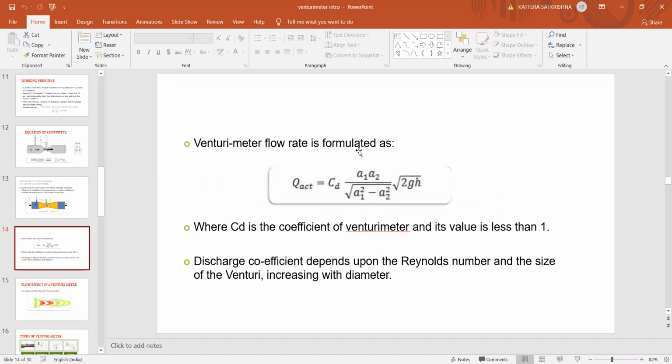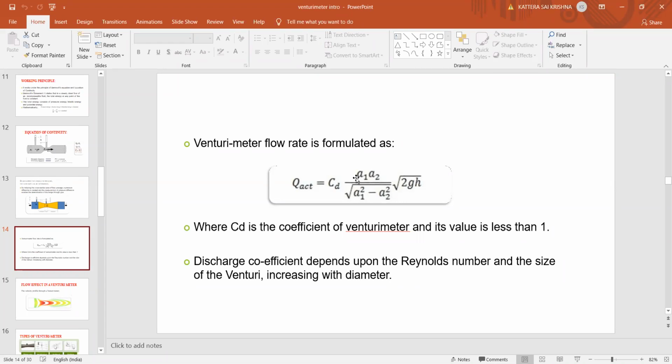Okay, the venturimeter flow rate is formulated. So Q actual, what does Q mean? Discharge. Actual discharge is equal to the coefficient of discharge, CD. This is the thing which you are going to find in the experiment: what is the coefficient of discharge of the venturimeter? Okay, CD we need to find. So Q actual equals CD A1 A2 under root of 2GH by the root of A1 square minus A2 square. This is the formula for calculating Q actual.